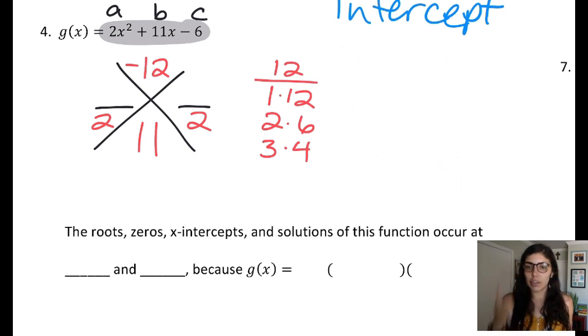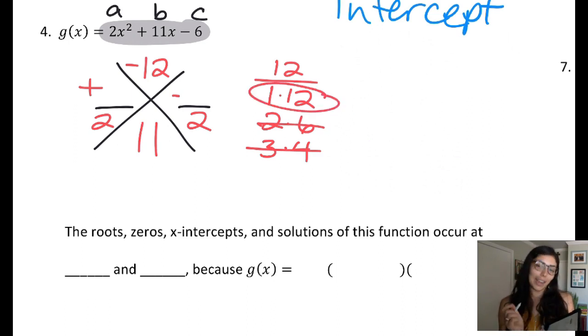Now the only way for the top of the x puzzle to be negative and the bottom to be positive means that the bigger number is going to be positive. It's always the sign of the bottom. Okay, I can't combine 3 and 4 in any way and get 11. I can't combine 2 and 6 in any way and get 11. But I can combine 12 and 1. If I have a positive 12 and a -1, that gives me positive 11.